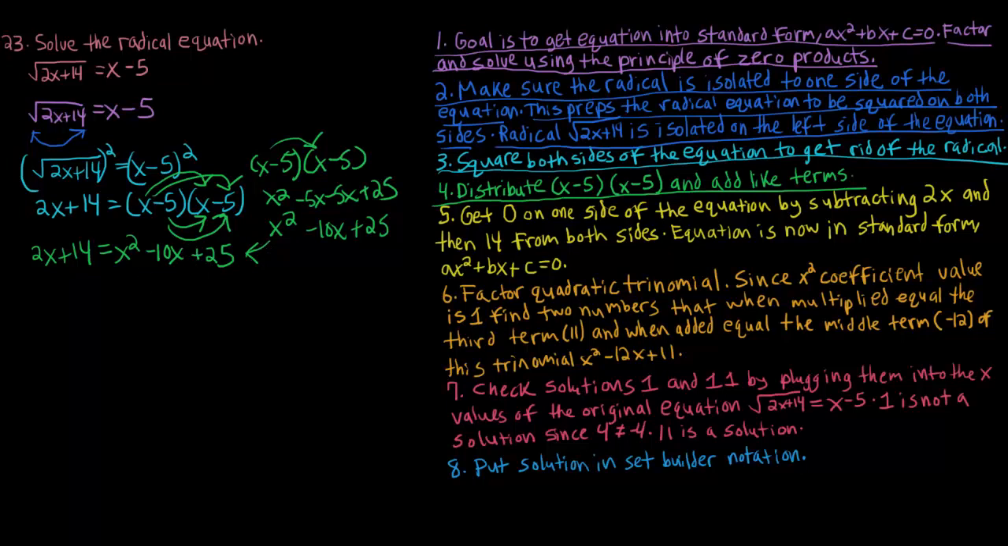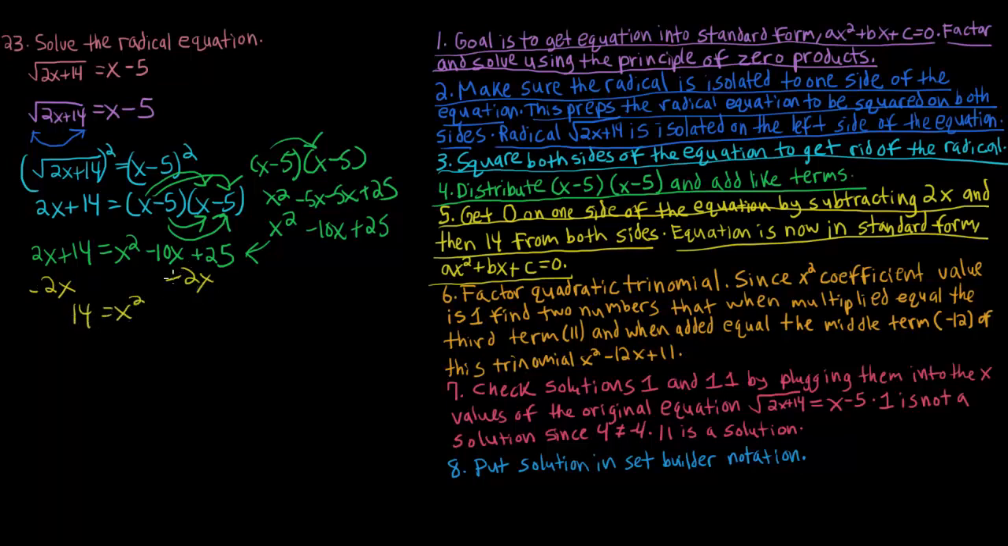Alright, step 5. We want to get 0 on one side of the equation by subtracting 2x and then 14 from both sides. Once we do this, the equation will be in standard form: ax squared plus bx plus c equals 0. So we can start by subtracting 2x from both sides, and that gives you 14 equals x squared negative 10x minus 2x is negative 12x plus 25, and then we want to subtract 14 from both sides.